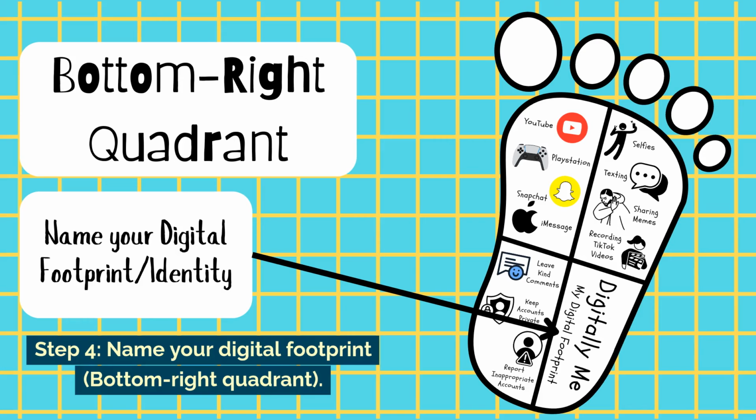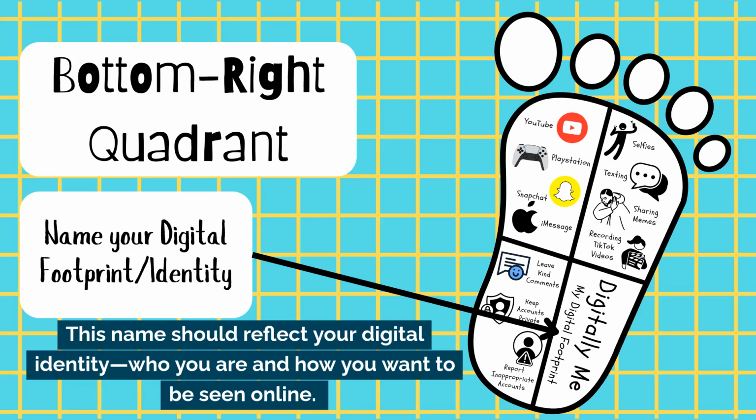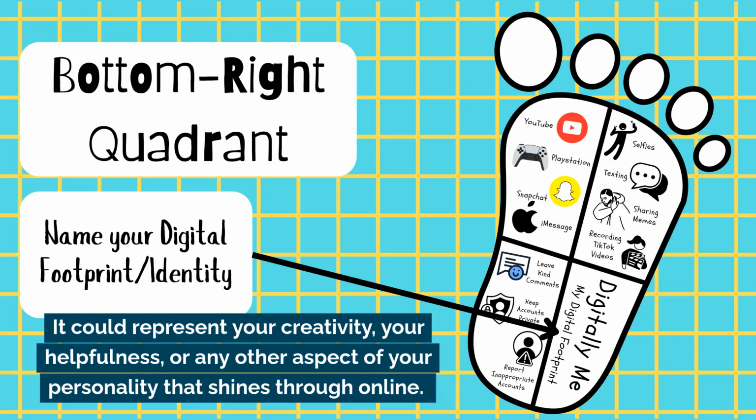Step 4. Name your digital footprint in the bottom right quadrant. Give your footprint a name. This name should reflect your digital identity, who you are, and how you want to be seen online. It could represent your creativity, your helpfulness, or any other aspect of your personality that shines through online. The name should remind you that your digital footprint sticks with you, so it's important to think about how you're shaping your identity in the digital world.